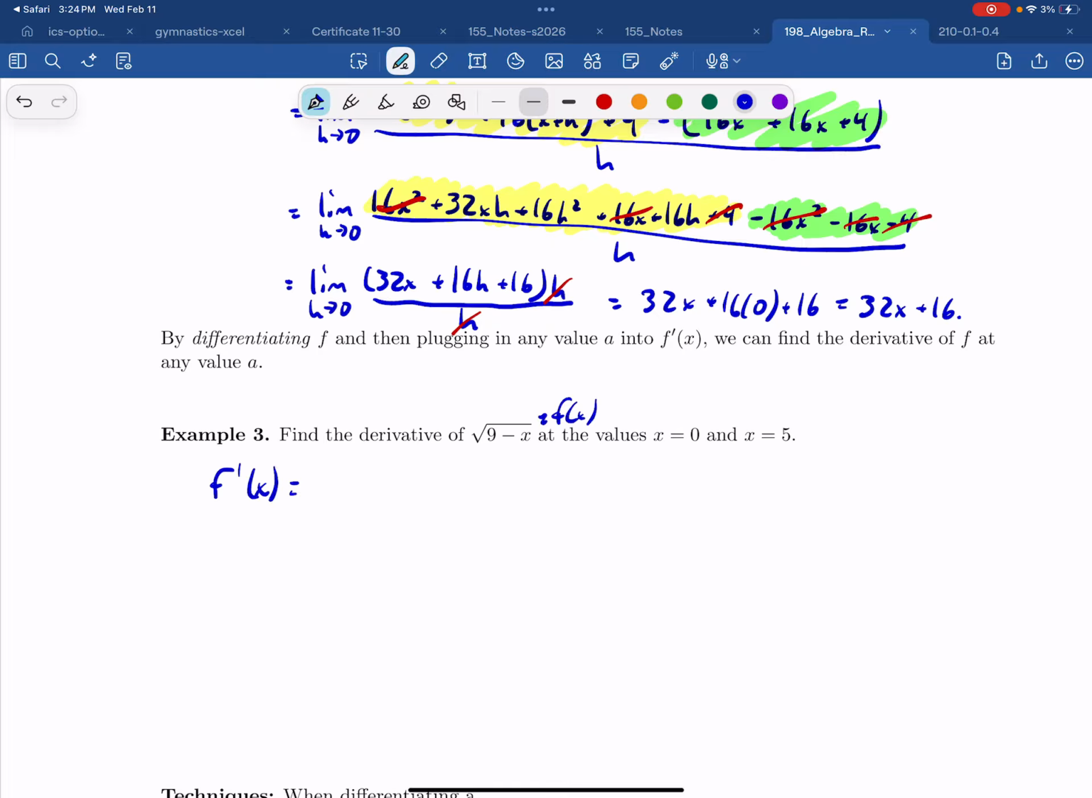and we have f prime of x is going to equal the limit as h approaches 0 of 9 minus the quantity x plus h. Make sure that x plus h is in the parentheses, right? The h is getting subtracted too. And then minus the square root of 9 minus x, and then this is all over h. We know we're going to get 0 over 0, so we multiply by the conjugate over the conjugate.